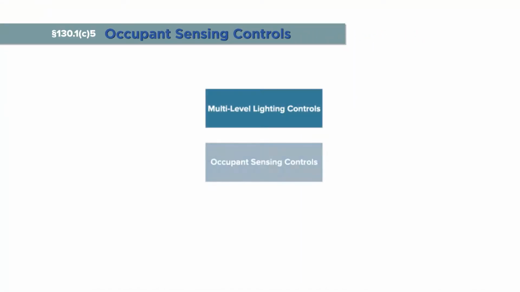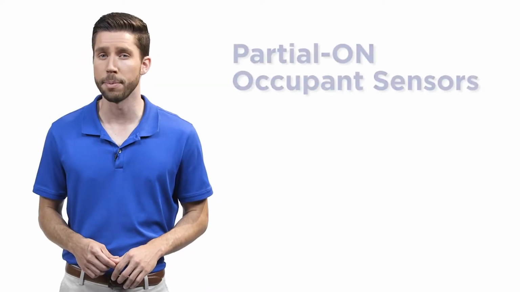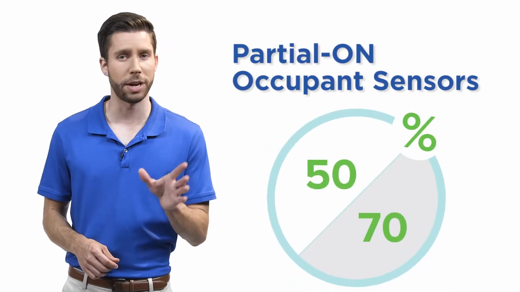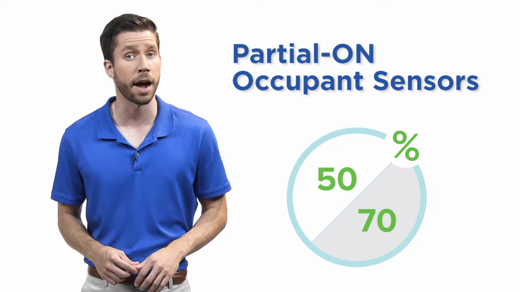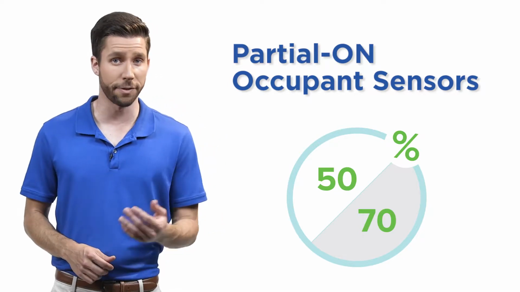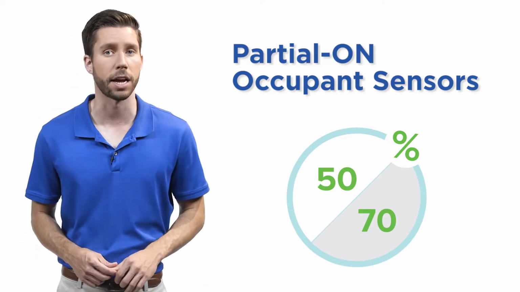If the lighting in these areas is required by Section 130.1b to have multi-level lighting controls, the occupant sensing controls must function either as a partial on device or a vacancy sensor. Partial on occupant sensors must be capable of automatically activating between 50 and 70% of the controlled lighting when an occupant is detected. When using a vacancy sensor, all the lighting must be manually turned on by the occupant.